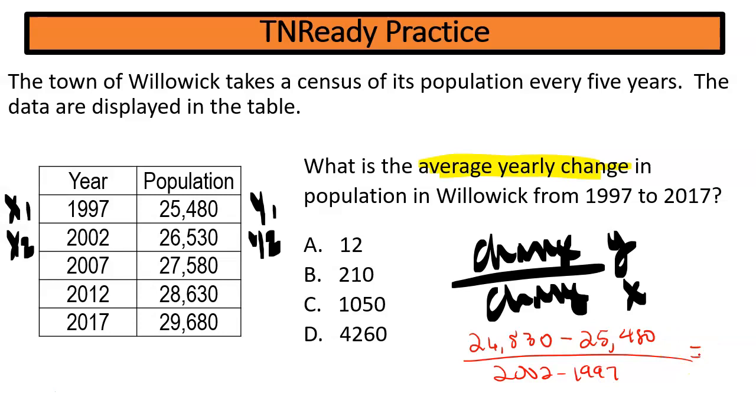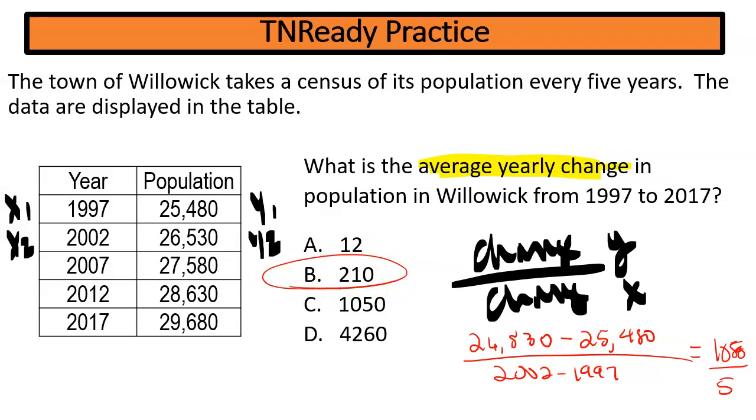So then, I'm just going to use my phone calculator here. So you're going to plug in 26,530 minus 25,480. It's going to give us 1,080 over 2002 minus 1987 is 5 years. And then we need to divide. So 1,080 divided by 5. Something didn't come out right. Sorry, let me see if I put something wrong. 26,530 minus 25,480 should be 1,050. And then divided by 5 is going to give us 210. So our average yearly change is 210.